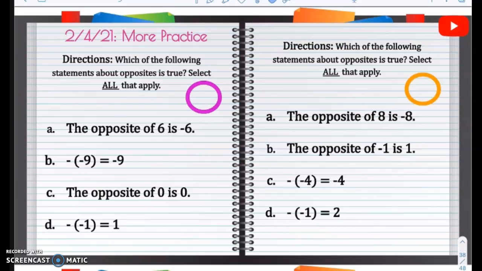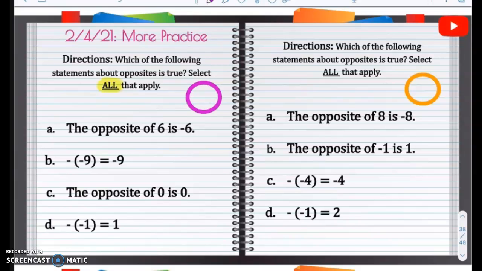All right, here's our more practice. So which of the following statements about the opposites is true? So select all that apply. So not just one, not just two, all of them that apply. All right, so the first one, yes, we are going to take a look at a couple different things. So the first one says the opposite of 6 is -6.